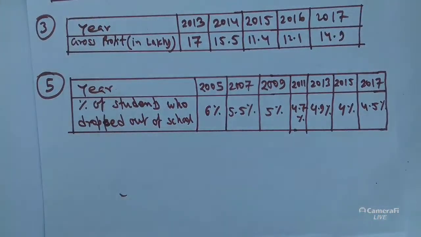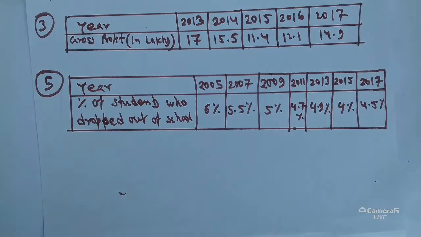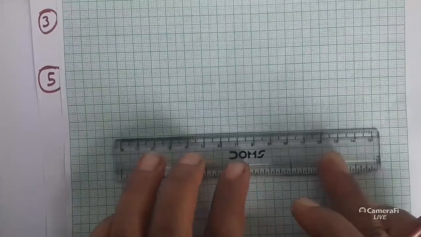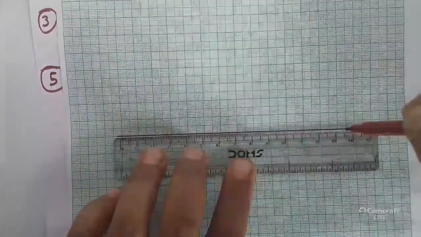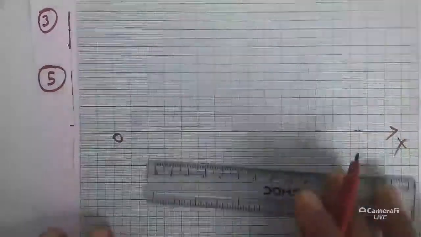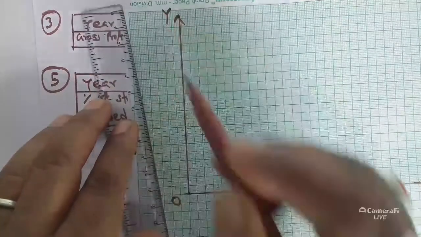Now we have to draw one line graph for the given data. Now for this, at first we have to take one graph paper and we have to draw first x axis and y axis. This is x axis and this one is y axis.